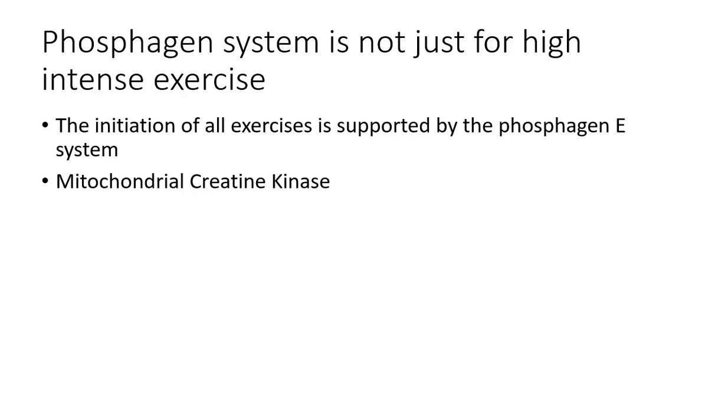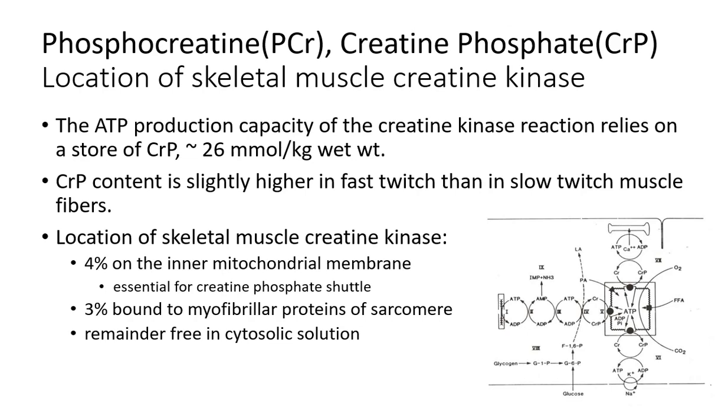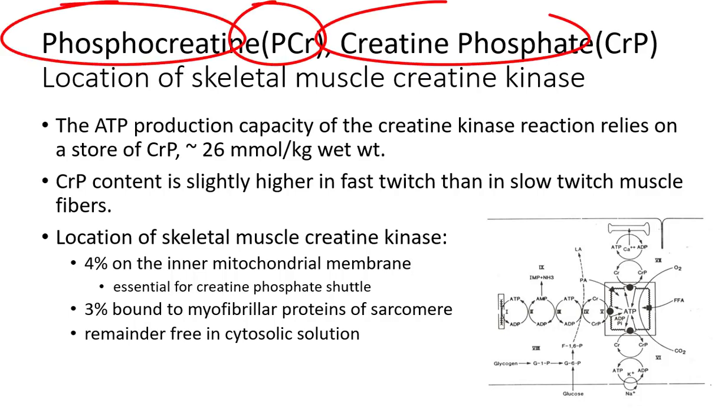Because you have learned the phosphagen system before from other biology courses, and now exercise physiology and the Wingate muscular power test, I believe you have an impression that the phosphagen system is just for high intensity exercise. However, the initiation of all exercise is supported by the phosphagen energy system. I would like to make clear the term phosphocreatine. You can call it phosphocreatine or PCr, or creatine phosphate or CP.